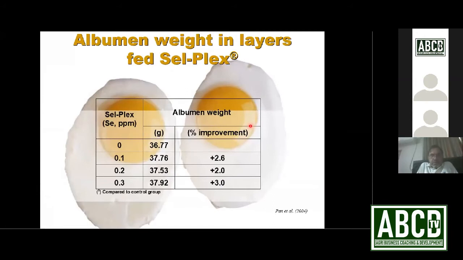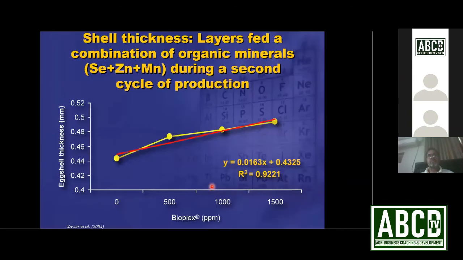And also the albumen weight. In some other study here, they examined Cellplex and albumen weight. You can see that with increasing Cellplex in the diet, there was also a little improvement in albumen weight. So you have a little bit more yolk, a little bit more albumen, that can make the difference for the chick later on.